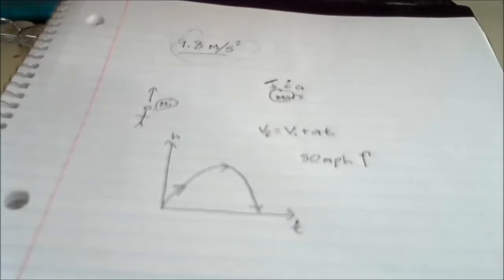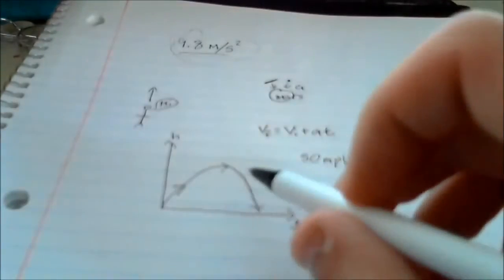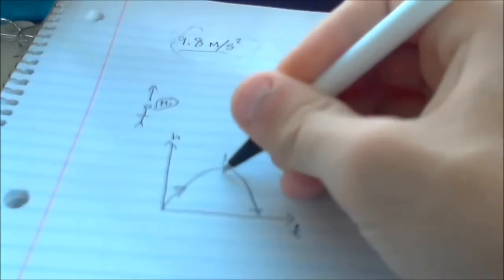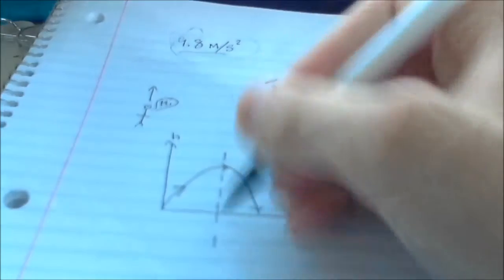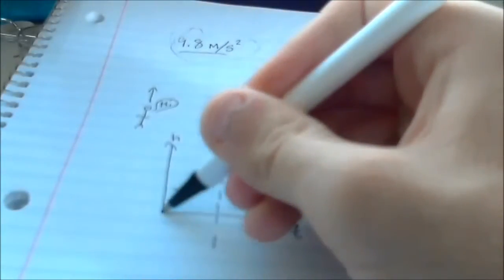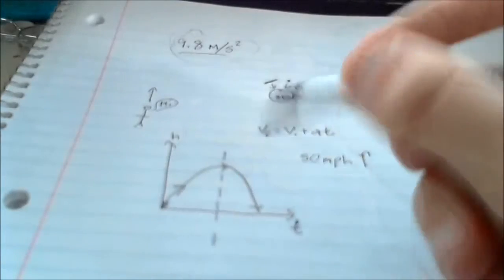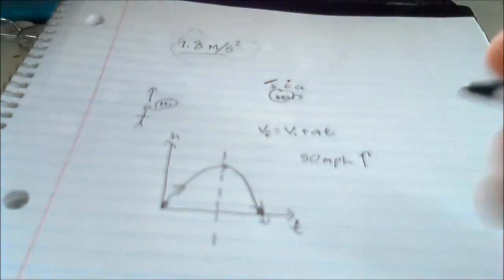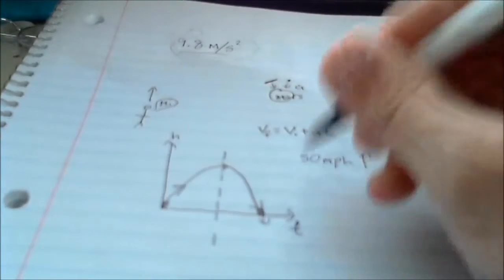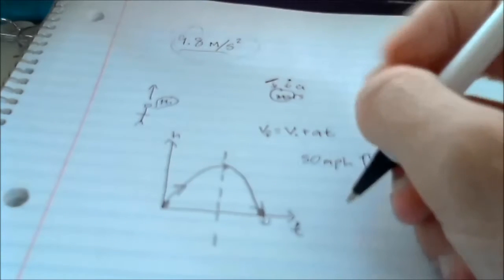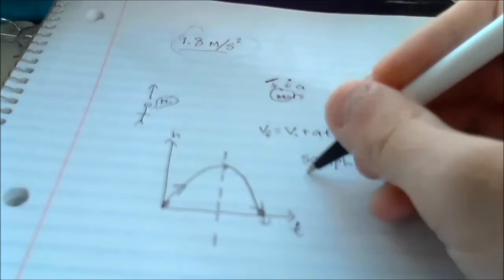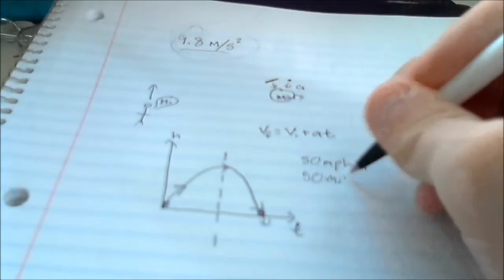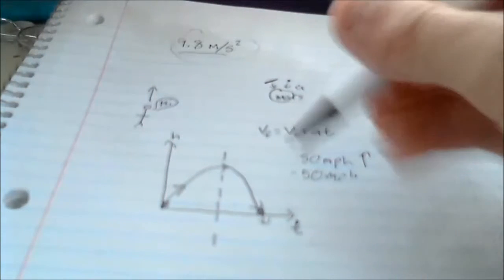Now, if we look at this parabola, the path that it'll take will always be symmetrical, like this. There's its line of symmetry, which means that its velocity going up at the beginning will also be its velocity at that same height coming down. So its velocity will also be 50 miles per hour. But this is going to be negative because we're going downward, not upward.